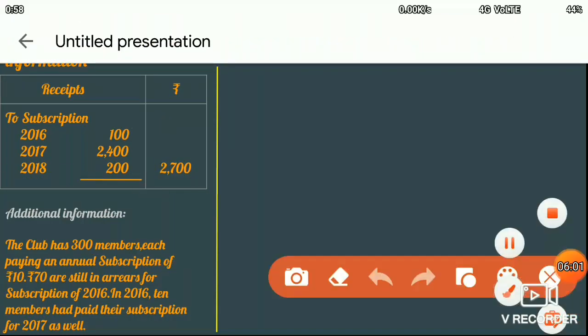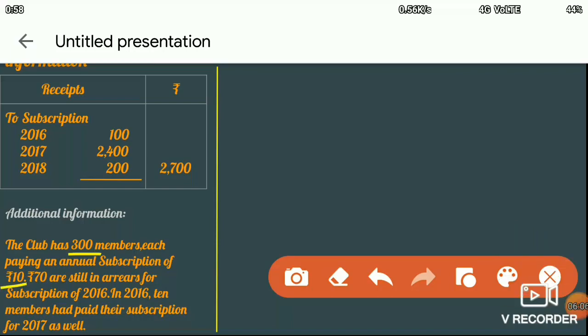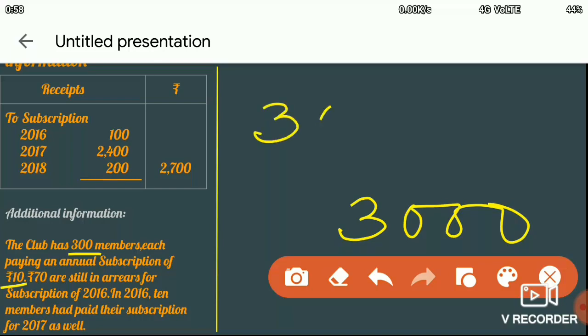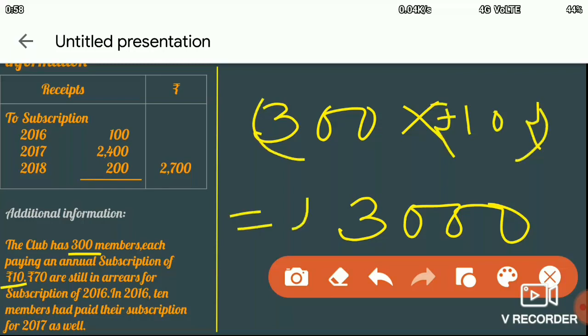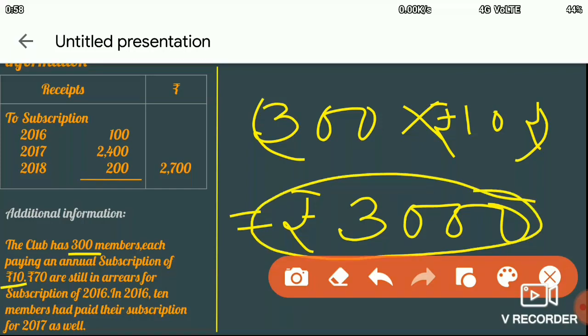They've also given us the information that the organization had 300 members, each of them paying an annual subscription of 10. So from this information we can understand that the total subscription for the year will be 3,000 rupees, as there are 300 members who are paying 10 rupees annually. But we have to show the details of this 3,000 rupees, as how much cash was received and how much is outstanding for the current year.